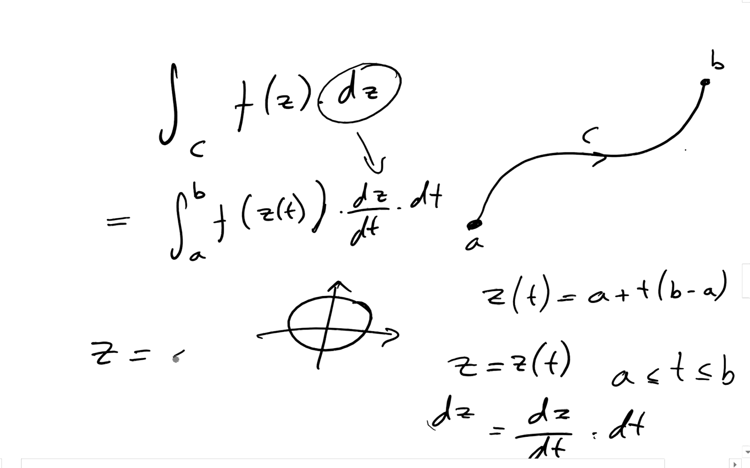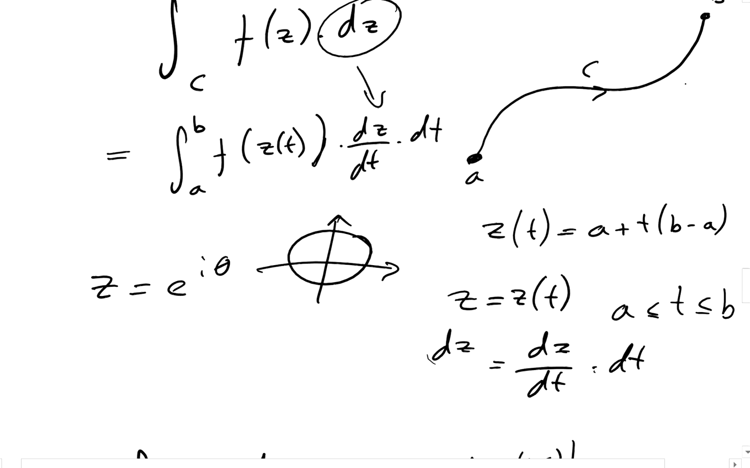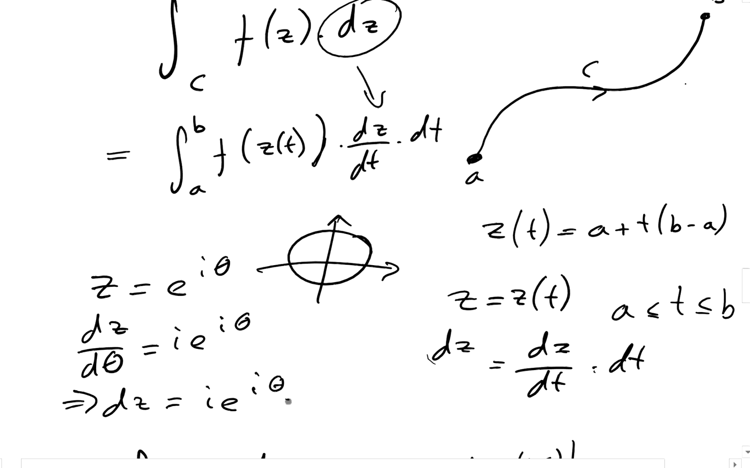So z is equal to e to the i theta. When we make a substitution, we need to differentiate dz by d theta, which is going to be i e to the i theta. Then that implies our direct substitution, where we replace dz, is going to be i e to the i theta times d theta. Hopefully that makes a bit of sense.